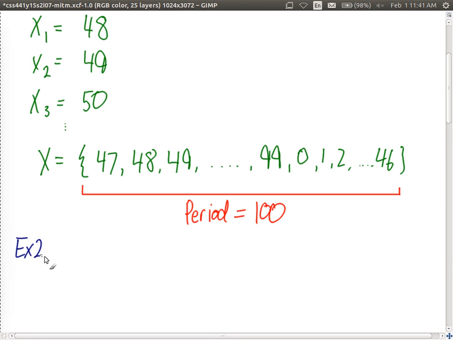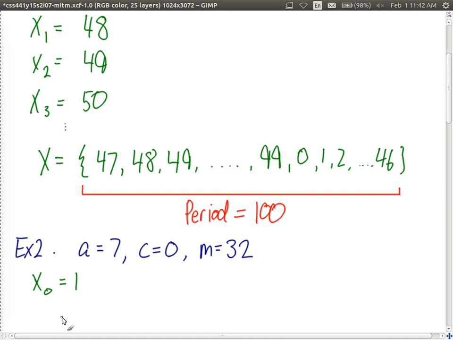Another example, example 2, we set A to 7. Make it easy, C is 0, the increment is 0. M is 32. And to make it simple to calculate, let's set the seed to be 1. Calculate the first few values. Or generate the entire sequence, I think you can for this one. Same algorithm, different initial values.